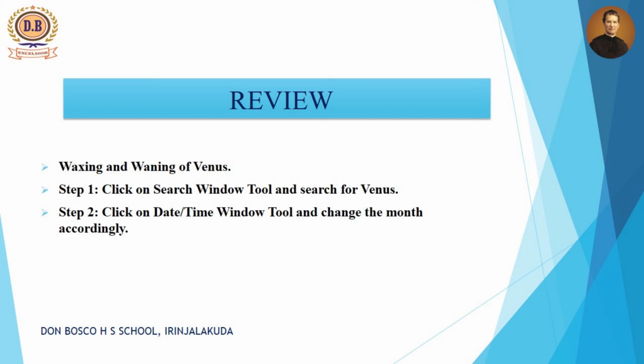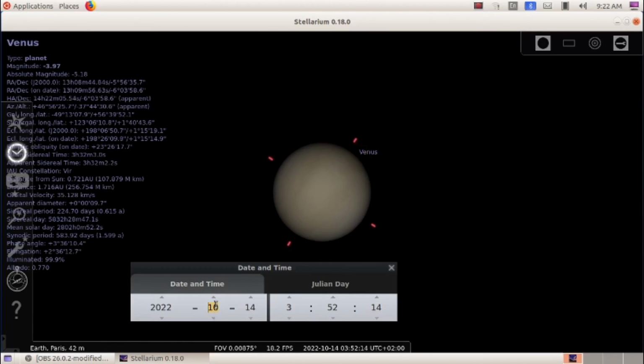So first step, we need to search for Venus using search window tool. Second step, we need to click on date and time window tool and you change the month. That is very important. Change the month. Then you can observe the waxing and waning of Venus very clearly. So hope all are clear about this. So do one thing, I'll give you the notes.